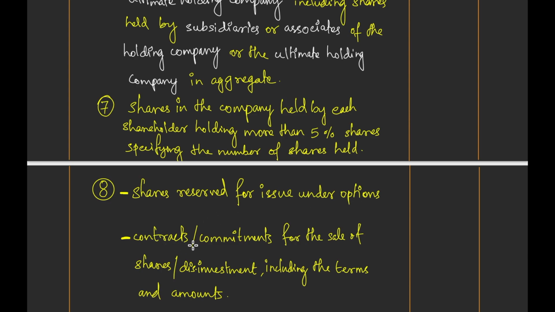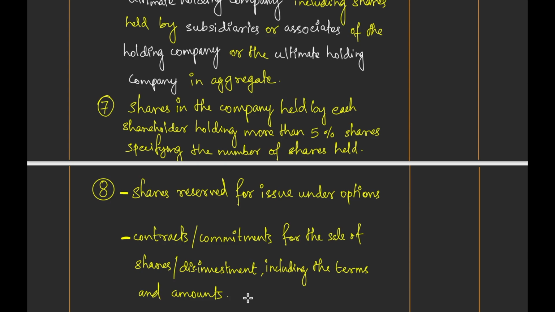Next one is contracts or commitments for the sale of shares or disinvestment, including the terms and amounts. So we should provide details about the contracts or commitments for the sale of shares, that is disinvestment, including different terms and amounts. We should specify the terms and amounts as well.